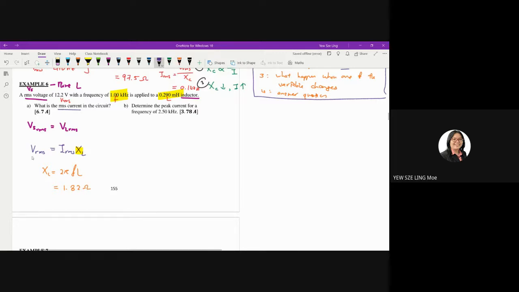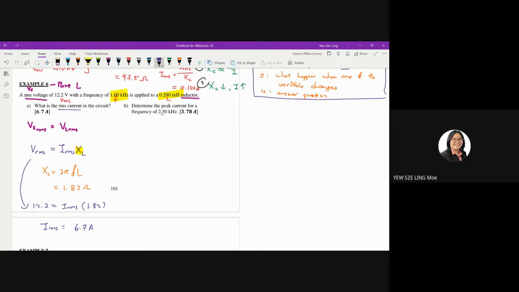Let's go back to the equation, VRMS. VRMS is 12.2 volt, equal to IRMS times 1.82. So IRMS is then equal to 6.7 ampere. Okay, 6.7 ampere. From here, we can proceed. We can go back to the equation VRMS. So IRMS is 6.7 ampere.